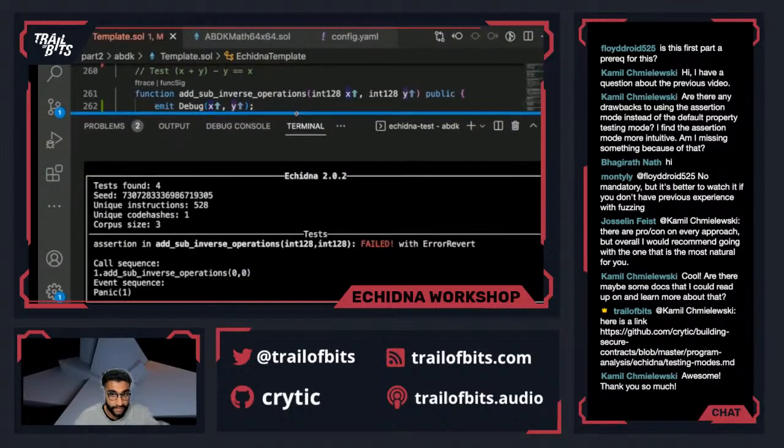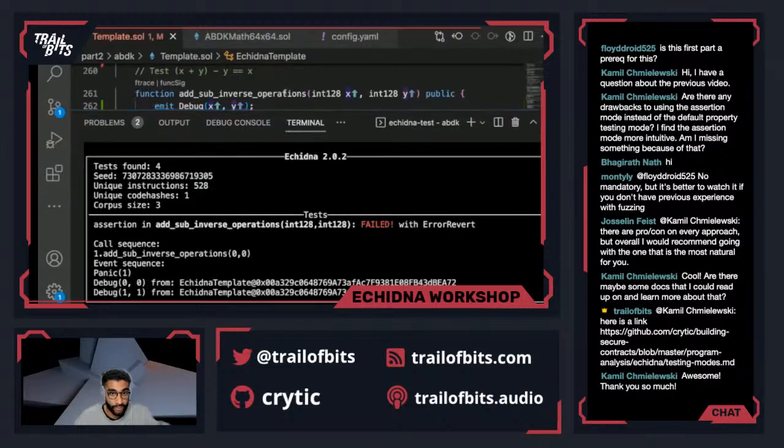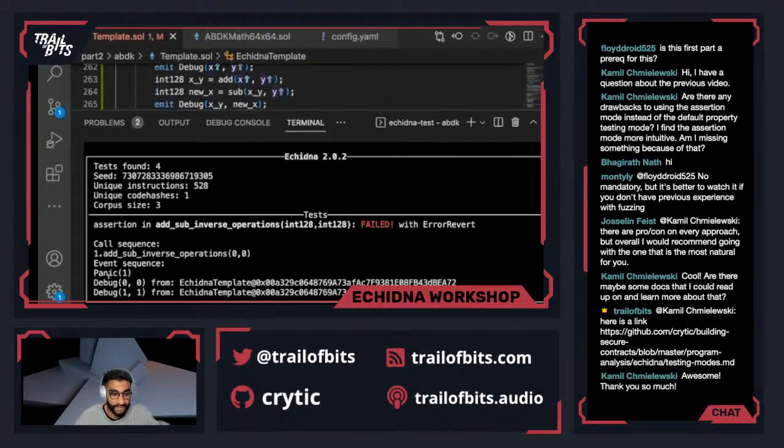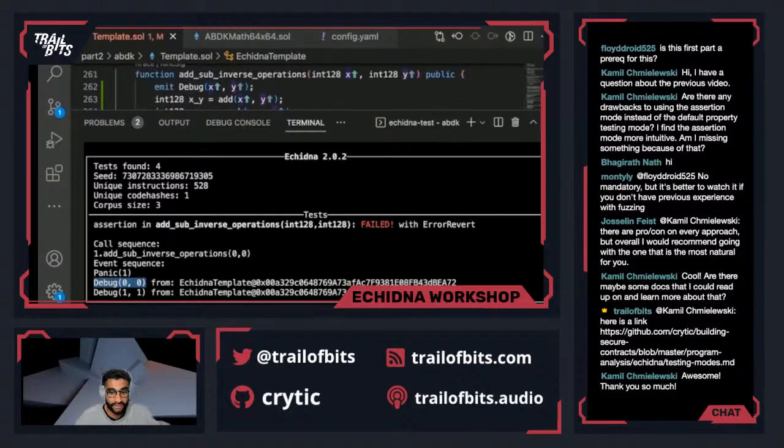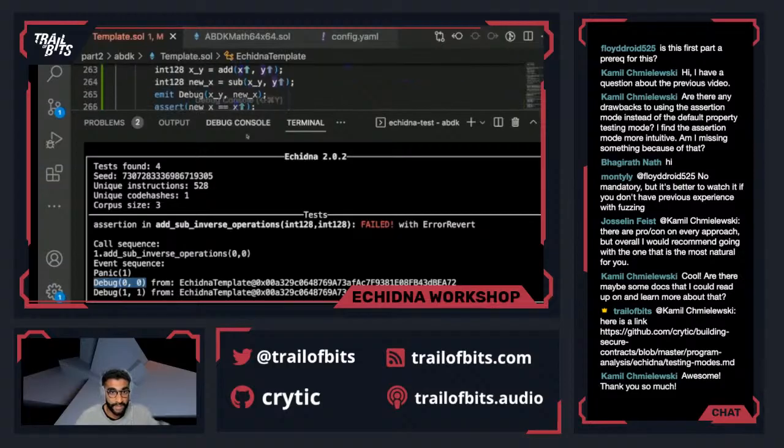But now we have an event sequence. In addition to the call sequence, we have the events that were emitted during that same sequence. So the first debug is 0 and 0. Those are the two inputs, right? So it failed on the same 0 and 0 input. That's what was provided. The second debug statement provides 1 for xy, and new x is 1. Okay, so now we know the value of xy is 1, and we know the value of new x is 1.